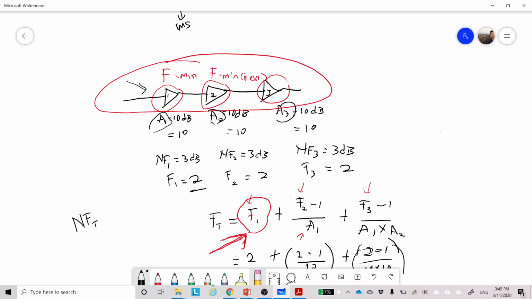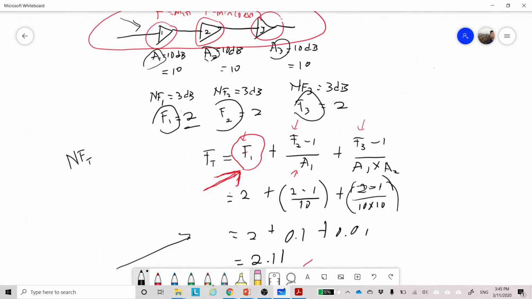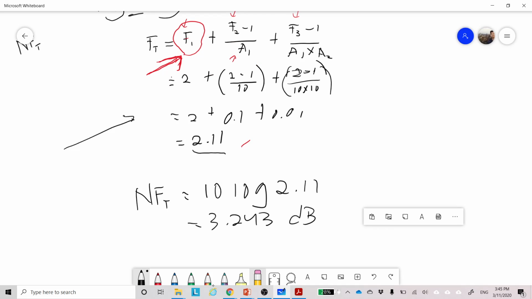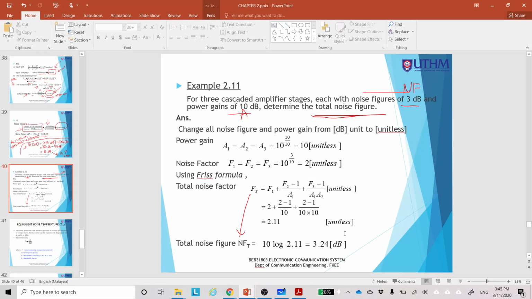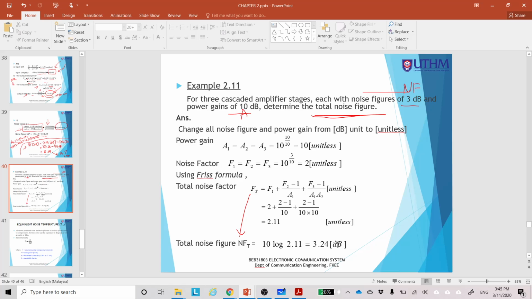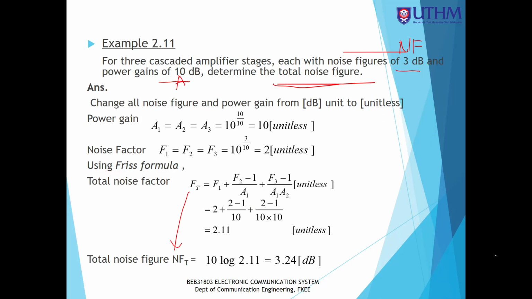So untuk mengurangkan noise factor, you have to choose based on the number of F. Put the amplifier with the least noise factor at the beginning. So nanti you akan dapat total noise factor yang minimum. Okay. So kembali kepada soalan. Okay, so dapat 3.24. Tadi saya dapat berapa? 3. Betul lah, sama. So sama dengan dalam nota. Okay.